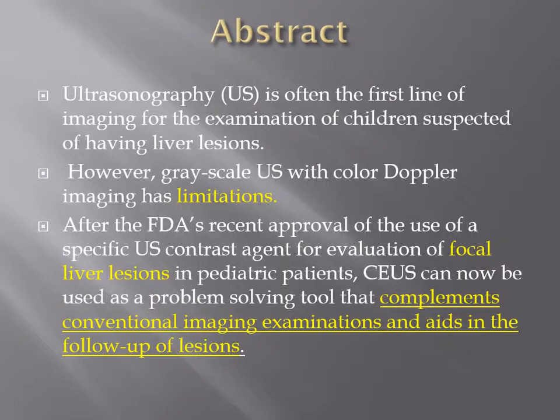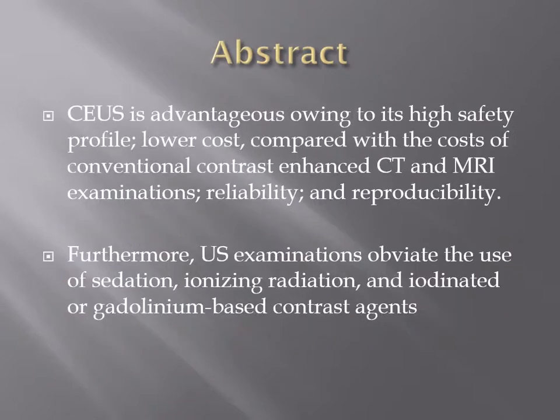Ultrasonography is often the first line imaging for the examination of children suspected of having liver lesions. However, gray scale ultrasound and color Doppler have some limitations. After the Federal Drug Administration's recent approval of a specific ultrasound contrast agent for the evaluation of focal lesions in pediatric patients, this technique can now be used as a problem-solving tool that complements the conventional imaging we usually use, and aids in the follow-up of the lesions.